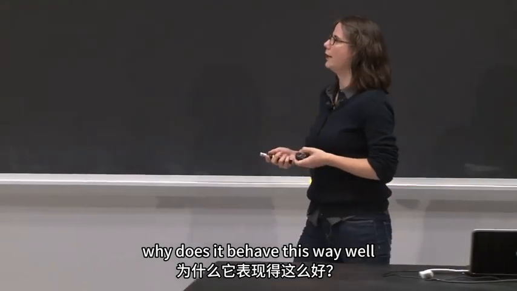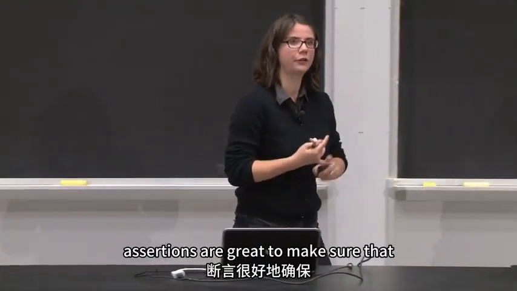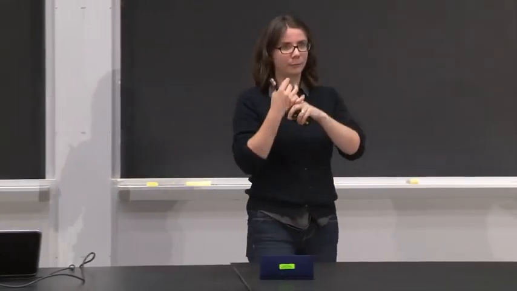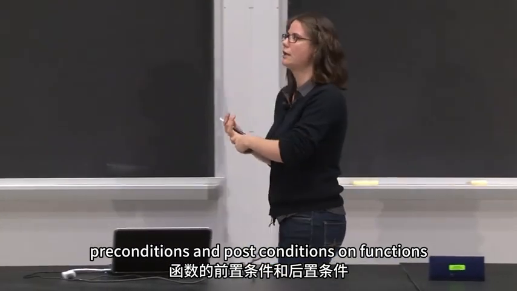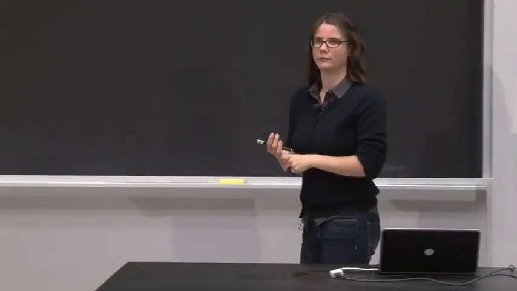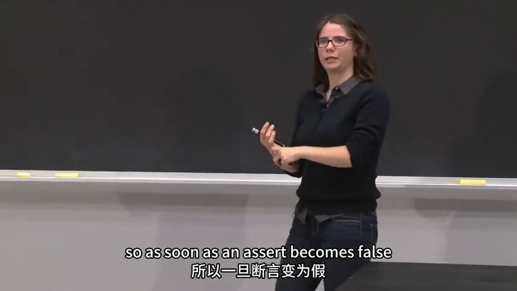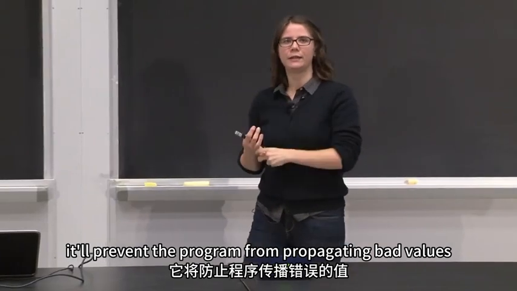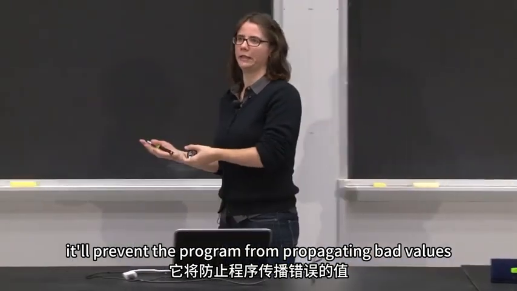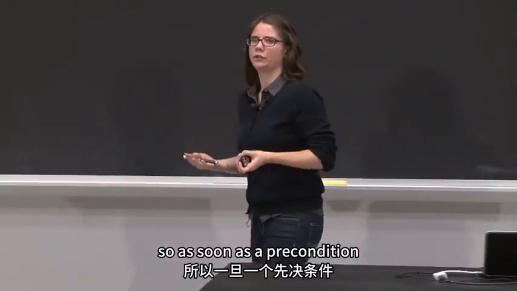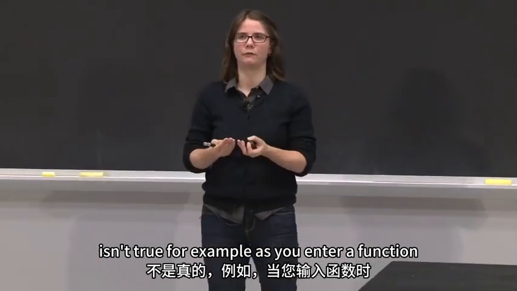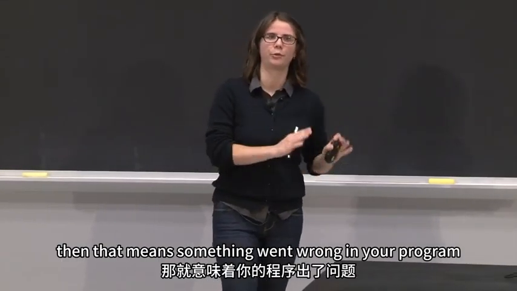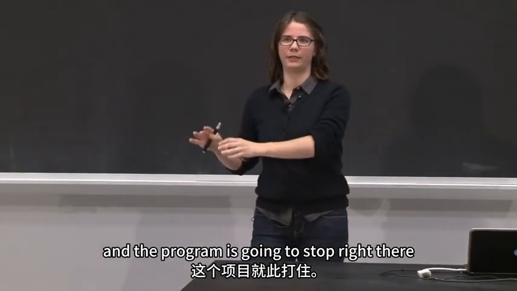Why does it behave this way? Well, assertions are great to make sure that preconditions and postconditions on functions are exactly as you expect. Okay? So as soon as an assert becomes false, the function is going to immediately terminate. This is useful because it'll prevent the program from propagating bad values. So as soon as a precondition isn't true, for example, as you enter a function, then that means something went wrong in your program. And the program is going to stop right there.